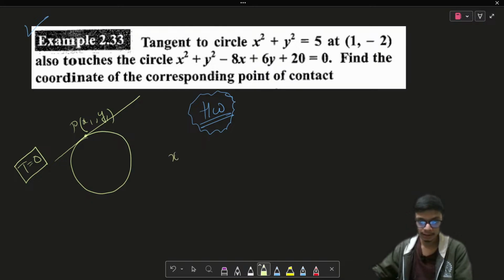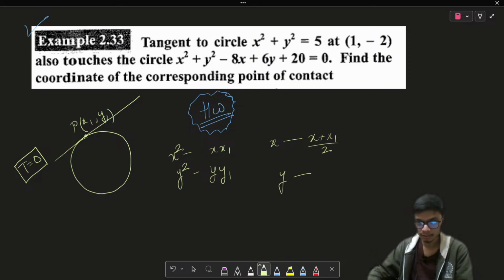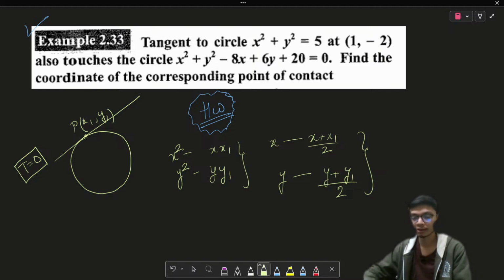If you recall the transformation, we just transform x square with xx1 and y square with yy1. We transform x with x plus x1 by 2, and y with y plus y1 by 2. These are the important transformations that we need to remember in order to find the equation of a tangent to a circle at a given point P having the coordinate x1 comma y1. This is what we discussed in our last class.